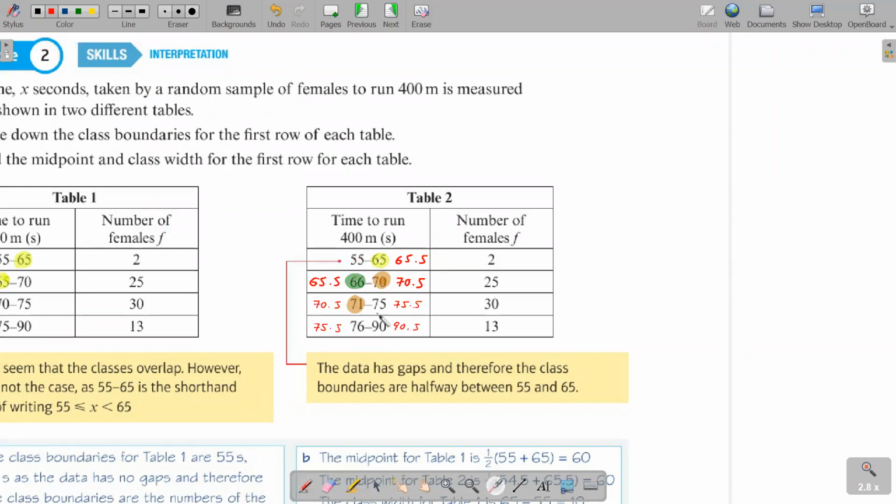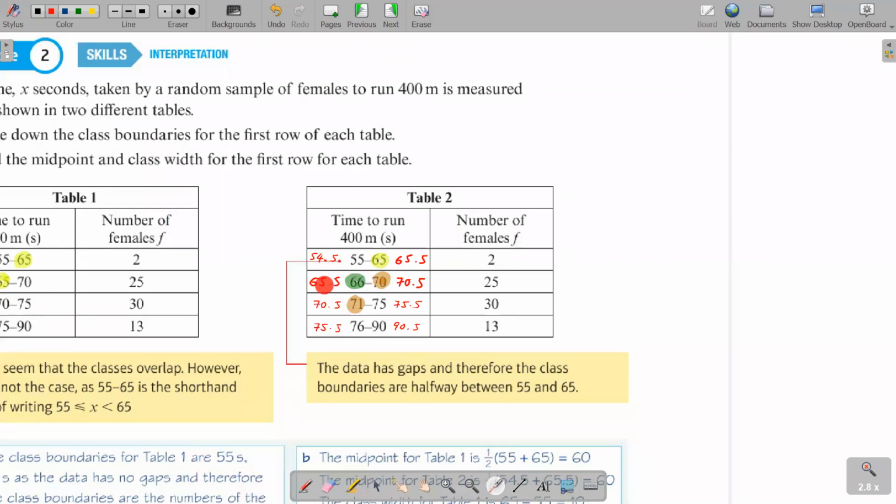And what about the 55 here? If you look at the pattern the way we have gone, what's the corrected class boundary for 55? 54.5, right? Because you can see when it's 66, it's 65.5. 71 is 70.5. 76 is 75.5. So similarly, 55 should be 54.5. So these are the class boundaries.